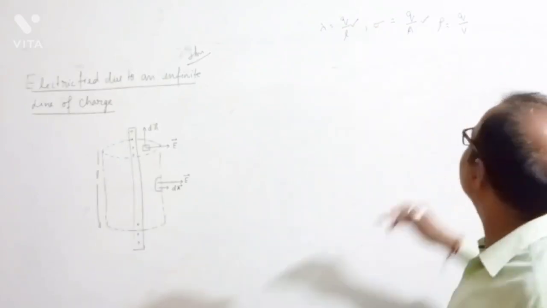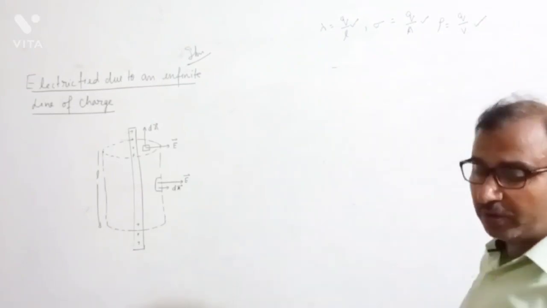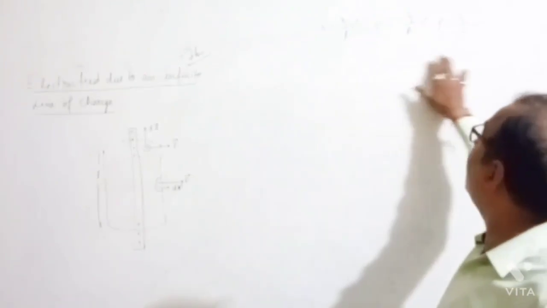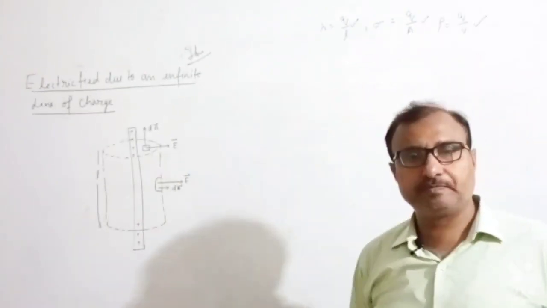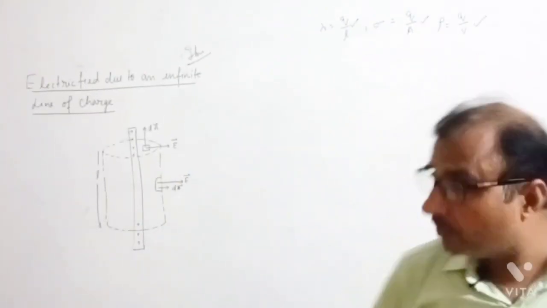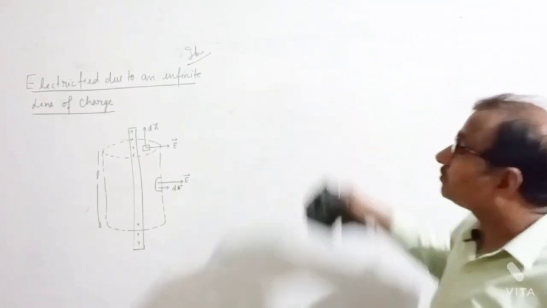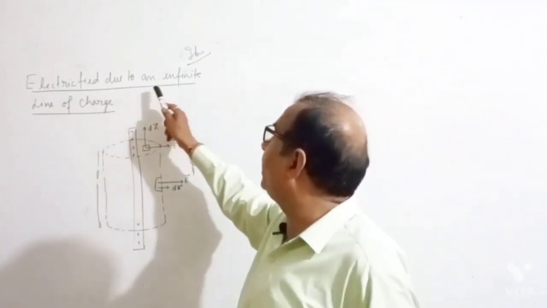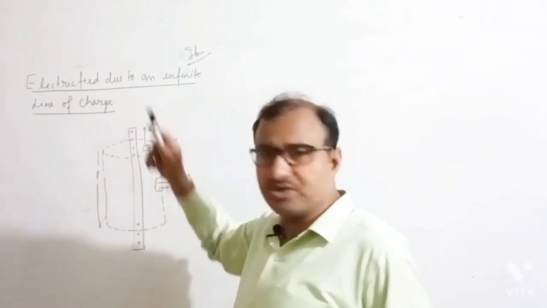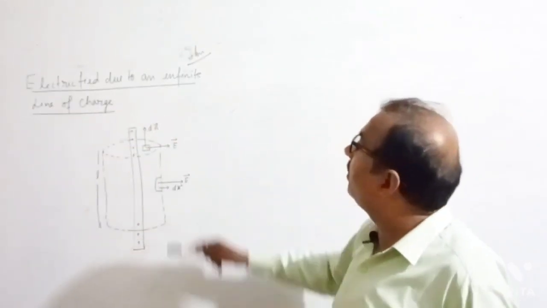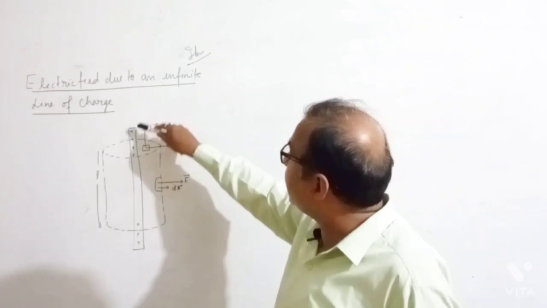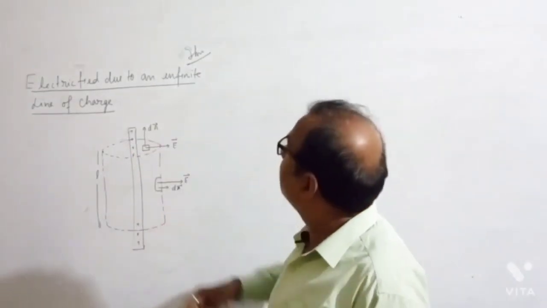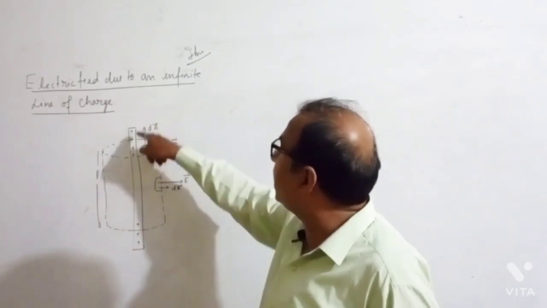So these are all charge densities. Now, let's say you have to find the electric field due to an infinite line of charge. Let us have an infinite line of charge like this. It has positive charge, with linear charge density lambda.